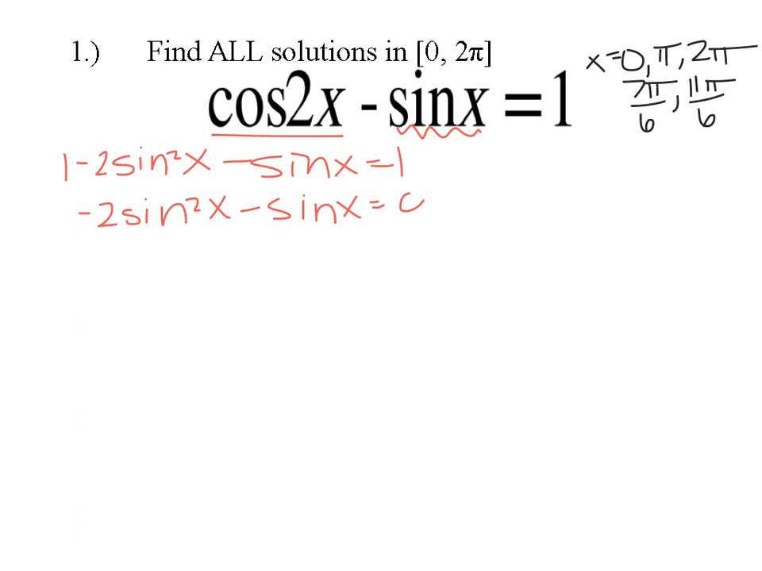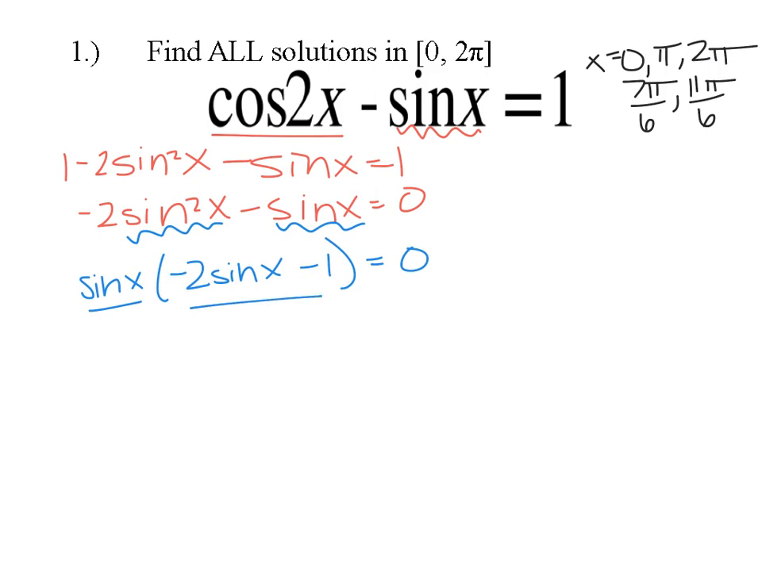Now, as you can see here, both of these terms have sine in common, so we're going to factor out a sine. So this will become sine of x times negative 2 sine of x minus 1 equals 0. Now, since this is 2 factors equal to 0, you set each factor equal to 0. So you're looking where sine equals 0, and you're looking where negative 2 sine x minus 1 equals 0.